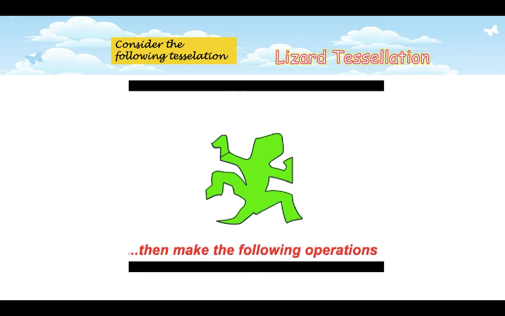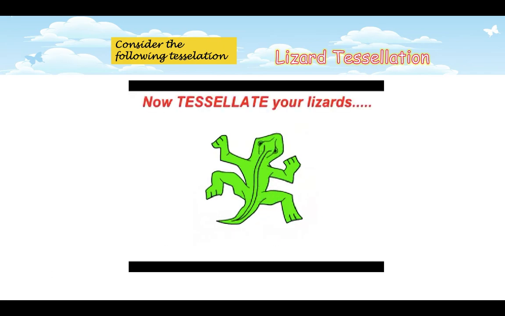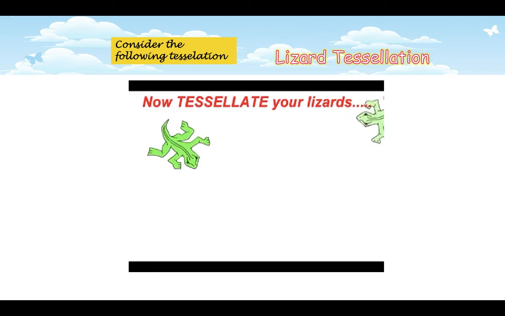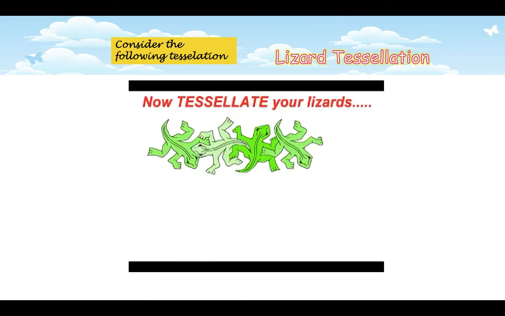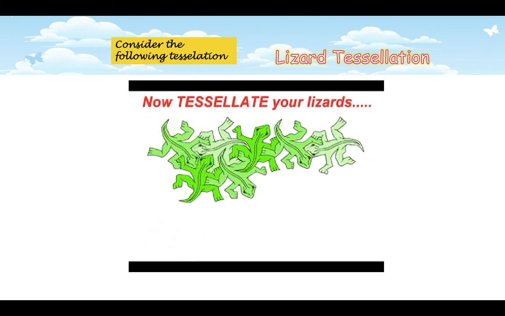Check out what kind of transformation is performed on the hexagon until it can be transformed into a lizard. You can add some features to make your lizard look more like a lizard. And after that, you can copy-paste the lizard until you cover all of the surface area.